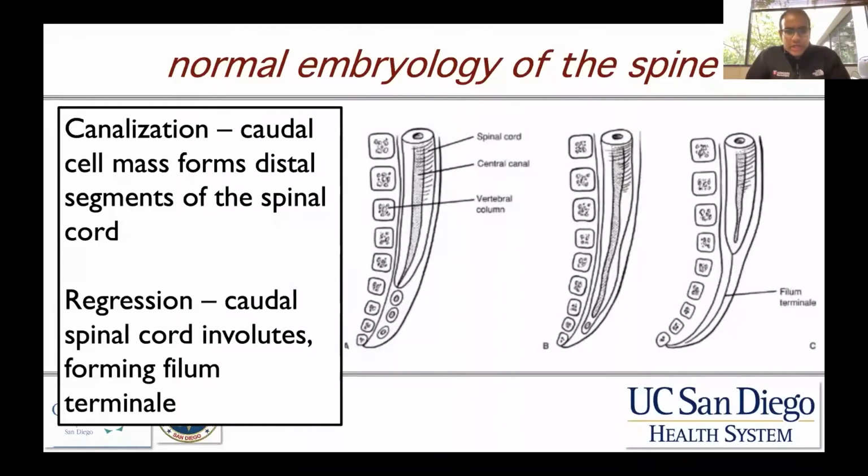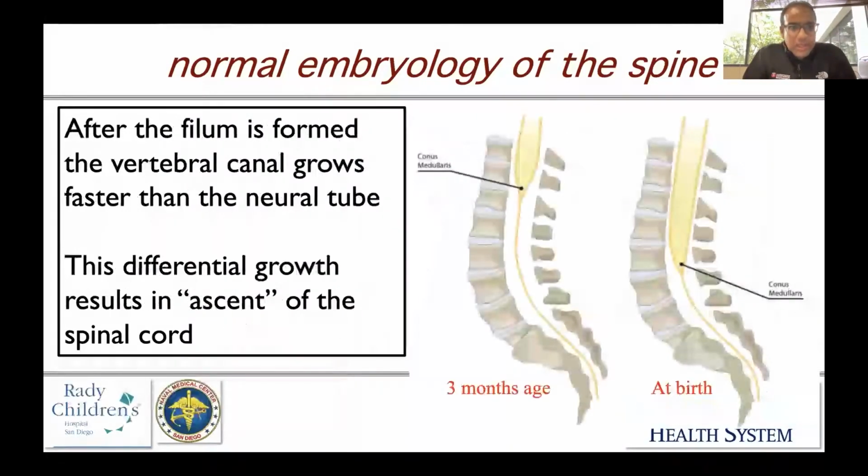When we talk about regression, we talk about involution of a partial aspect of this caudal cell mass, and it forms the filum terminale, which is really the distal aspect of the spinal cord, and it doesn't routinely have function in it. So after the filum terminale is formed, the vertebral canal actually grows faster than the neural tube. And so oftentimes a routine question for fourth-year medical students and interns is, well, at what age does the conus medullaris ascend to its anatomic position?